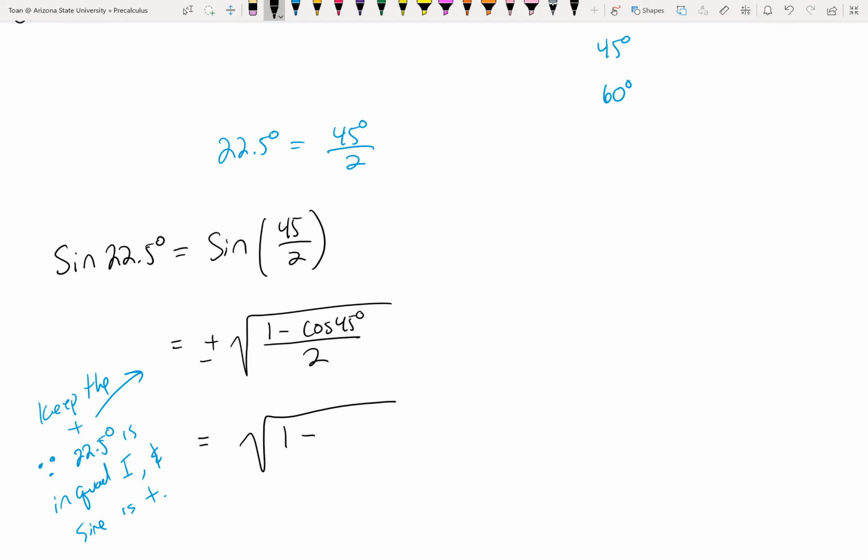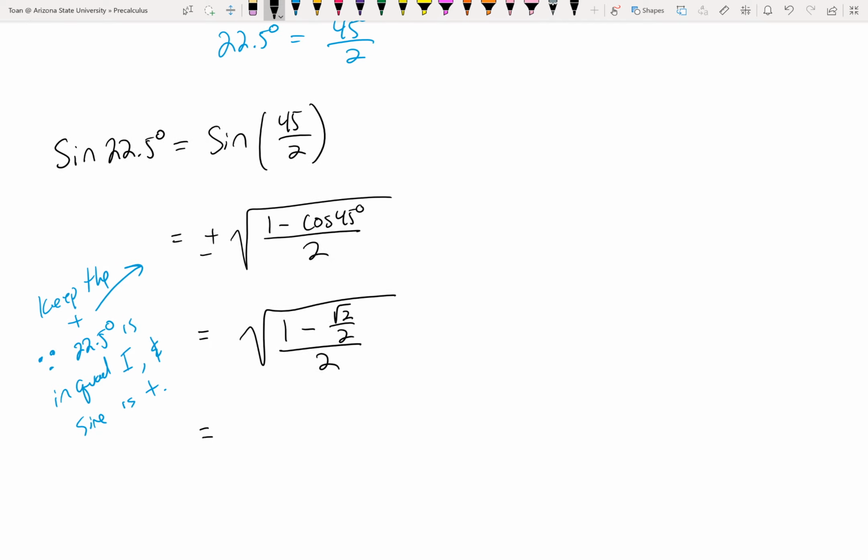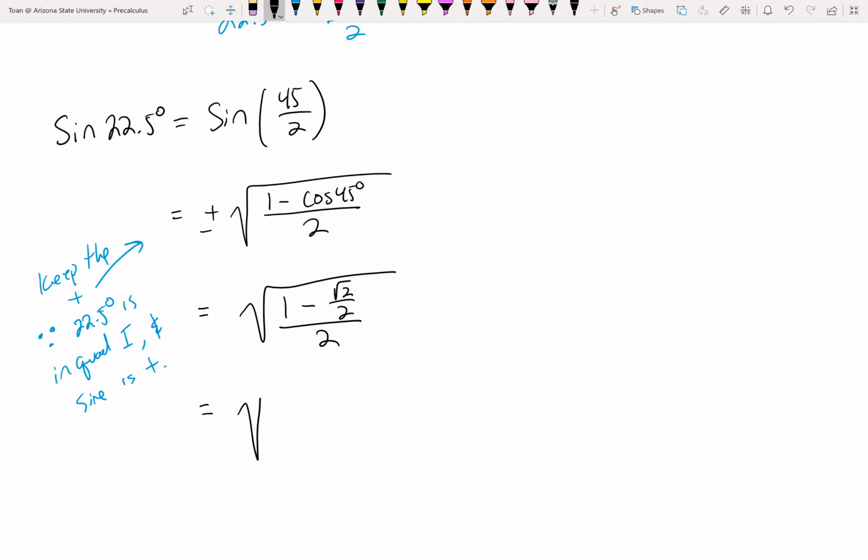Now, since we're using a special unit circle angle, we should be able to figure that out. So cosine of 45 degrees is 1 over radical 2, which rationalizes into radical 2 over 2. Notice how inside the radical, it's a compound fraction. So there are lots of different ways to simplify a compound fraction. I like to clear the fraction by multiplying every single term by the LCD. And the LCD in this case is simply a 2. So if I multiply everything by 2, I get 2 minus radical 2 all over 4.